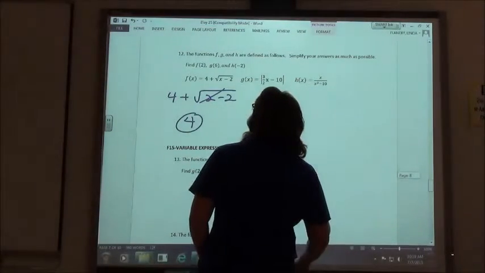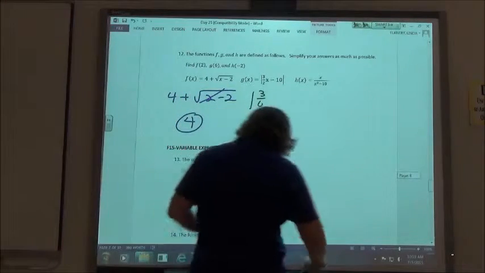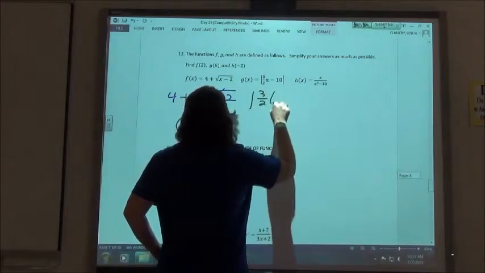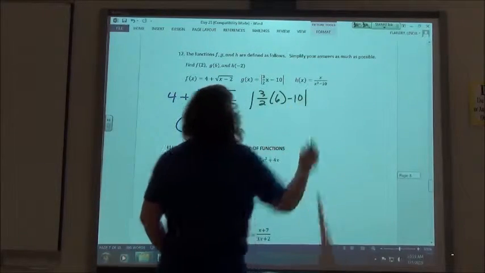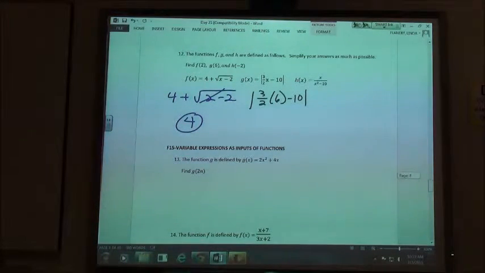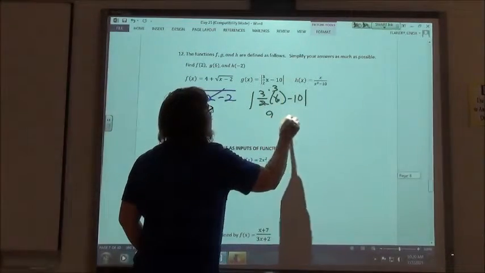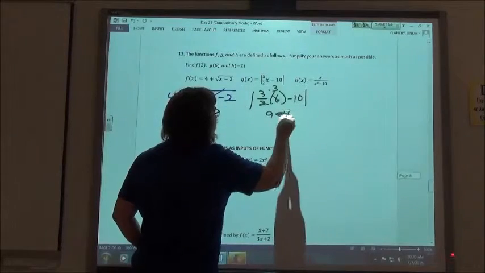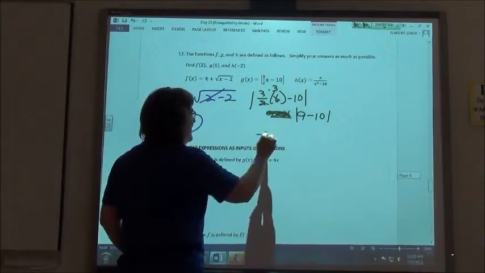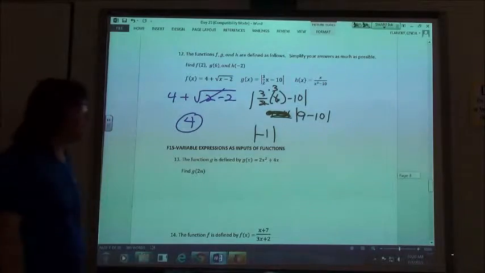G function. We are going to do the absolute value of 3 halves. How about I write the halves instead of the 6 first? 3/2 times 6 minus 10. So 3/2 times 6 would give me 9. 9 minus 10. My board quit writing. 9 minus 10 is -1, and the absolute value of -1 is 1.